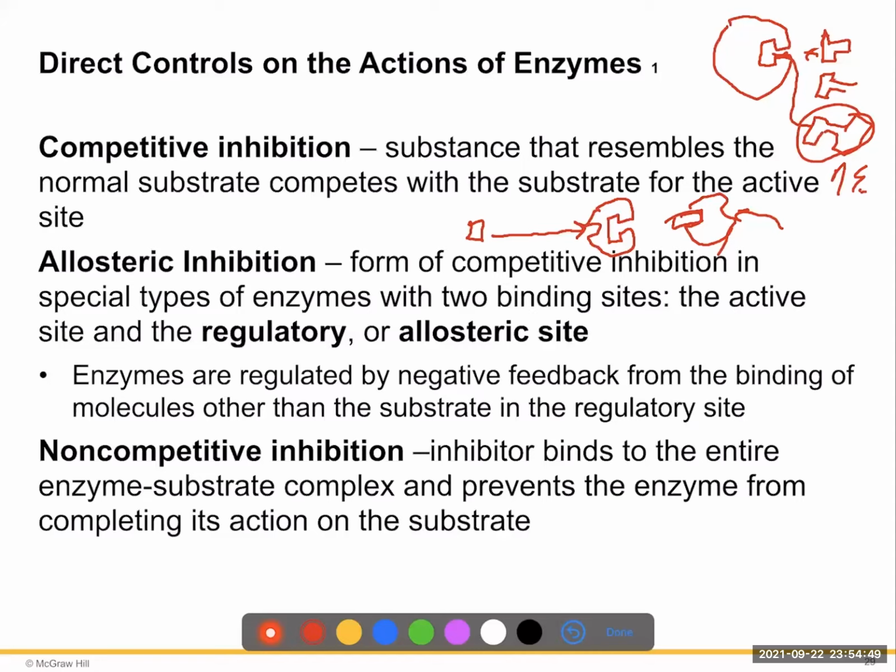Okay? So enzymes are regulated by negative feedback from the binding of molecules other than substrate in the regulatory site. So it binds in a different area. And non-competitive inhibition is just that: an inhibitor binds to the entire enzyme substrate complex. So once the substrate and enzyme combine, this thing binds to it and prevents the enzyme from completing its action. So once you get your substrate in there, then this thing binds over the top of everything and prevents everything from occurring. So there's three different types of control on the action of enzymes. There's competitive inhibition, there's allosteric inhibition, and there's non-competitive inhibition.